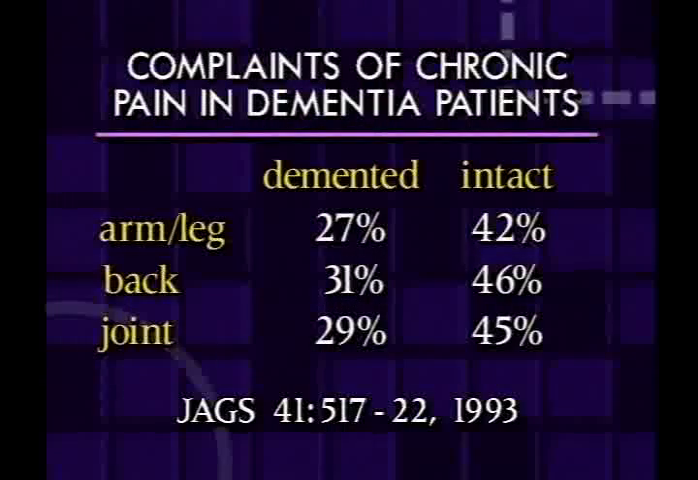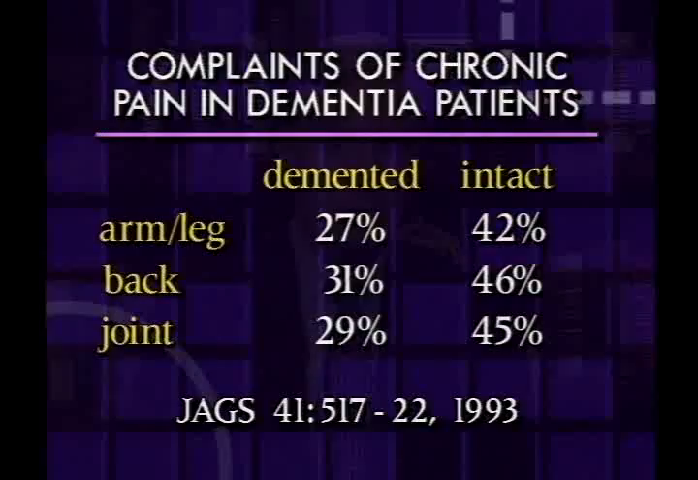In a study that looked at the cause of this pain, we see that arm and leg pain is fairly common in patients with dementia, as well as back and joint pain. This graph also demonstrates the fact that intact patients complain of pain much more often than demented patients. Why? Because the dementia patient may not have the memory or the verbal skills necessary to explain to the treatment staff that their joints are hurting.